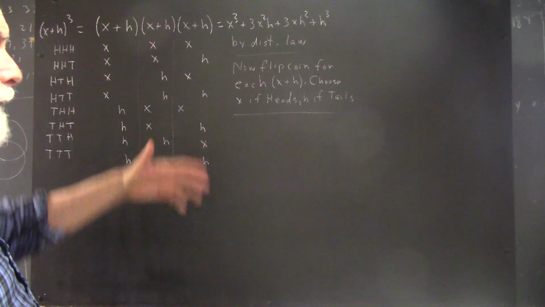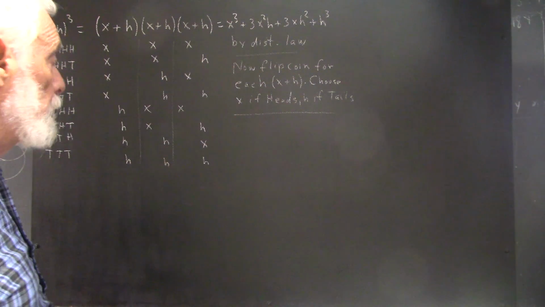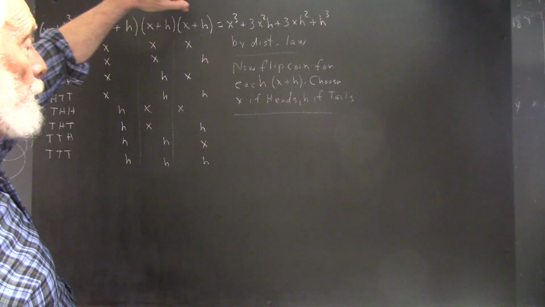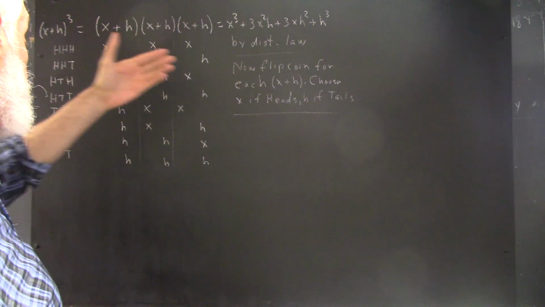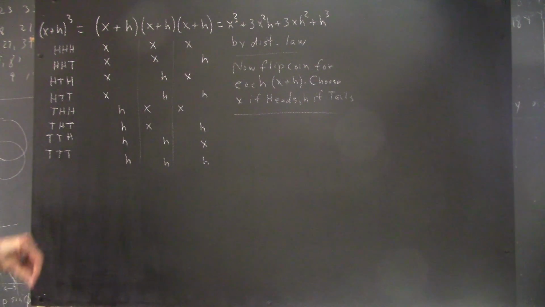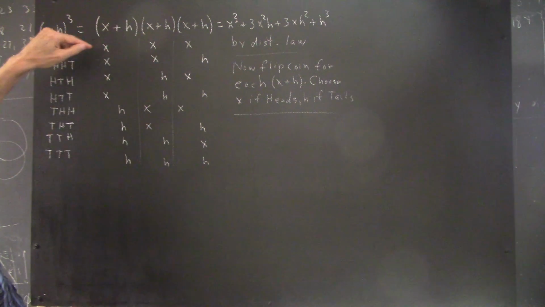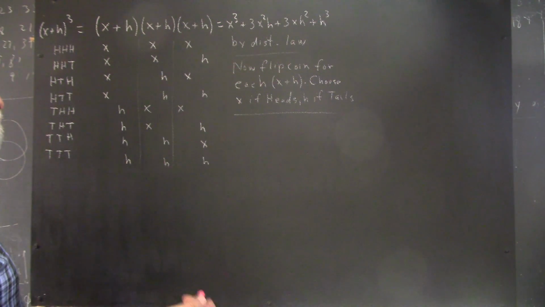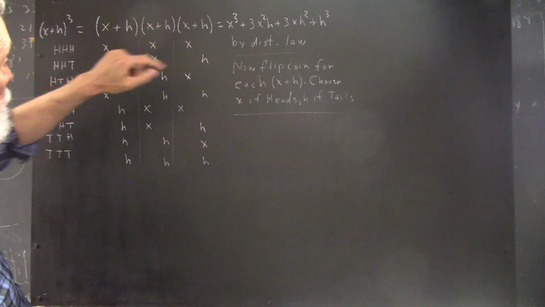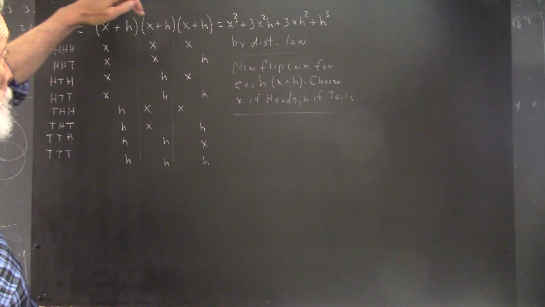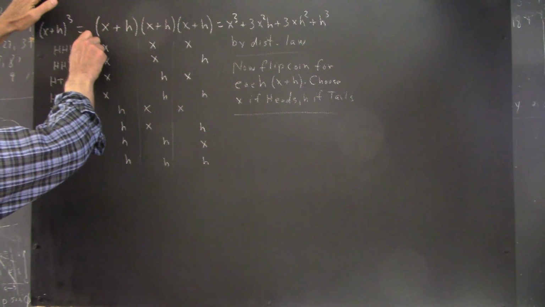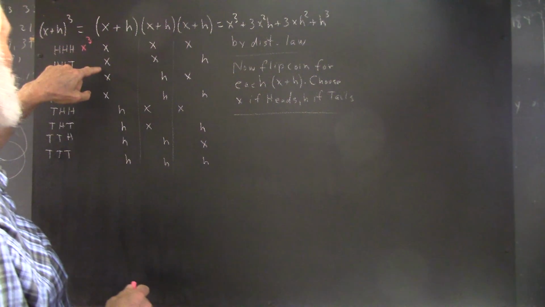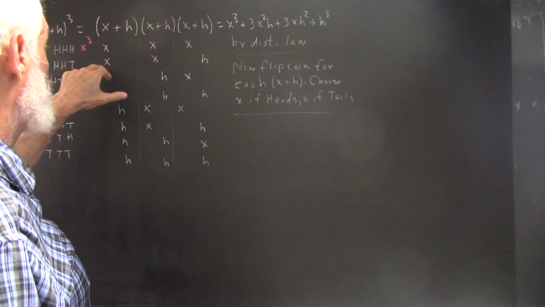If you think about how the distributive law plays out here, basically what we're doing is picking either an x or an h from each binomial in each possible way, once for each possible choice. So the result is going to be the sum of what we get from all 8 possible choices. And since we're multiplying the binomials, if we choose x out of each one, we're going to get x times x times x, and that's x cubed.